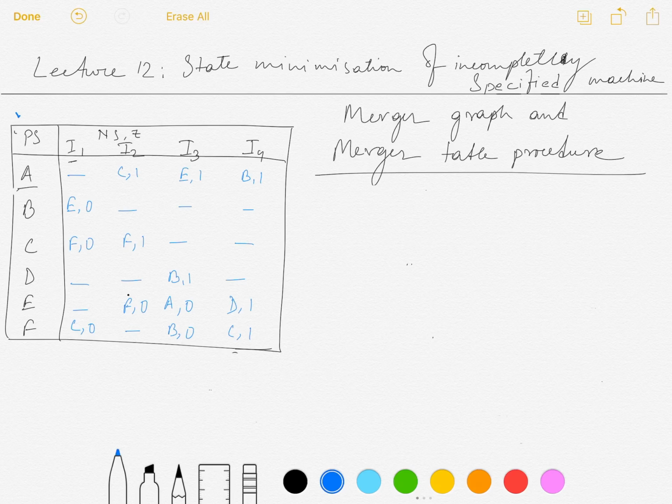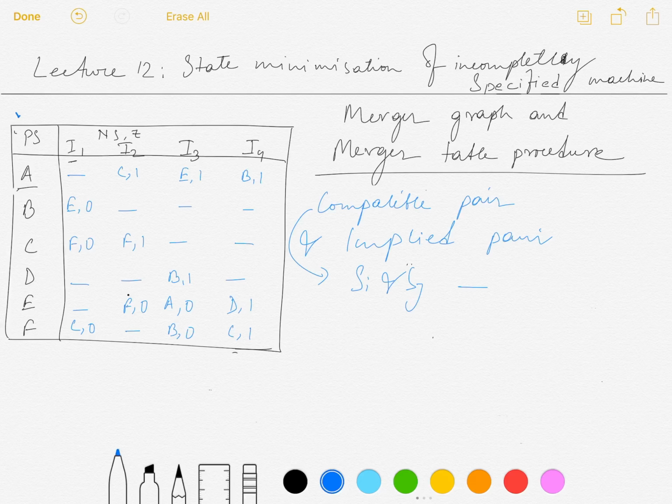Now, to identify the pairs of states which may be reducible, we need to know what is a compatible pair and an implied pair. So, what is a compatible pair? A pair of states Si and Sj is said to be compatible if for all the inputs the outputs must be the same. Now, how to identify the output if in some cases the outputs are not specified?